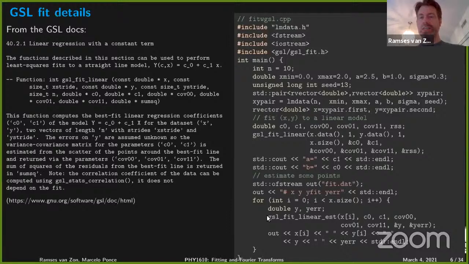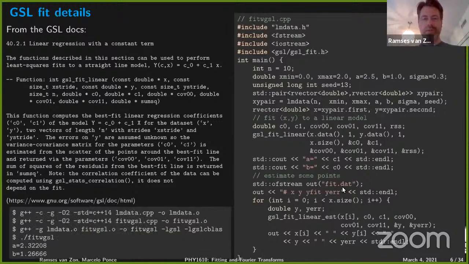And then to check this, I could also just estimate some points. The GSL actually has a GSL fit linear estimate function in it, which essentially just computes this relation, but it also computes error estimates. So it's kind of nice. You get more than just the point Y out here. You also get an error. And so we're going to compute those for all of the x values that we have, and print them out to a file called fit.dat.